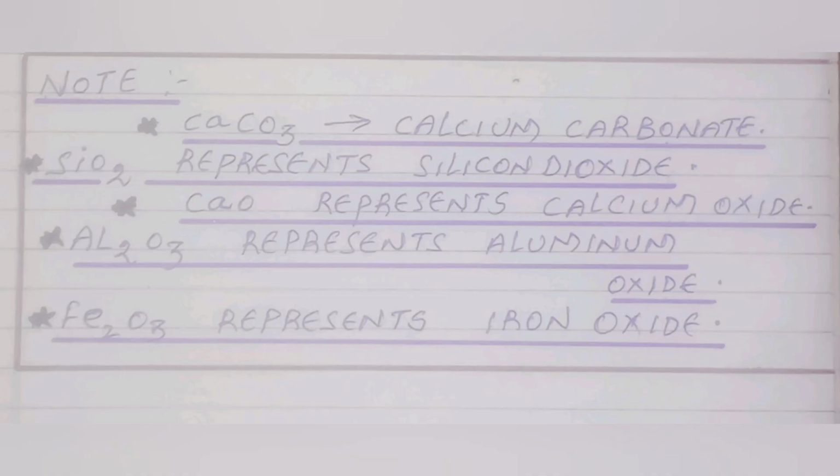Note: CaCO3, the chemical compound is represented as calcium carbonate. SiO2, silicon dioxide. CaO, calcium oxide. Al2O3, aluminum oxide. Fe2O3, iron oxide.